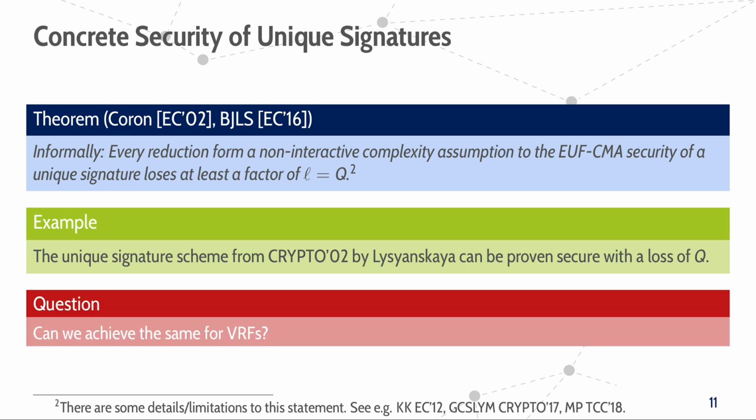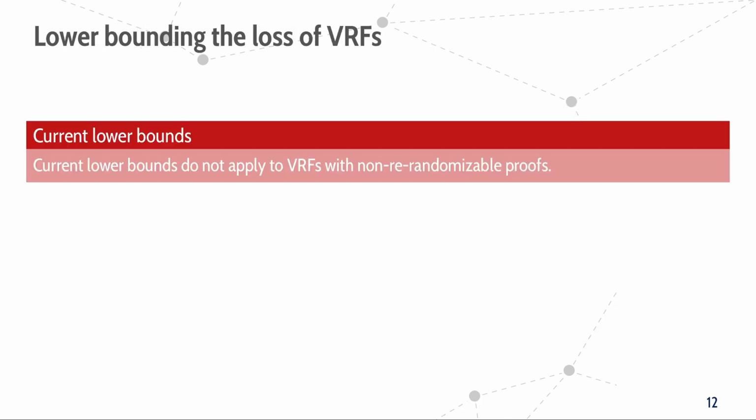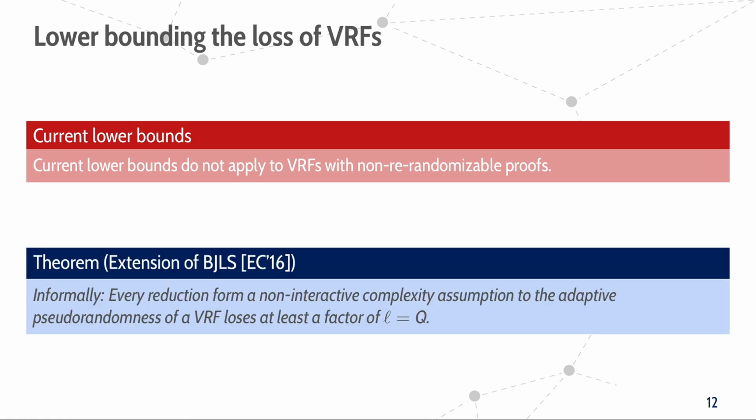The question now is: is the situation for VRFs similar or different, and if it's different, how different is it? And indeed what we find is surprising, namely, we find that the current bounds only apply to VRFs with unique or re-randomizable proofs pi and not to all VRFs. However, we are able to address this in the context of VRFs. That is, we extend the proof by Bader et al. from Eurocrypt 2016 to also apply to VRFs.